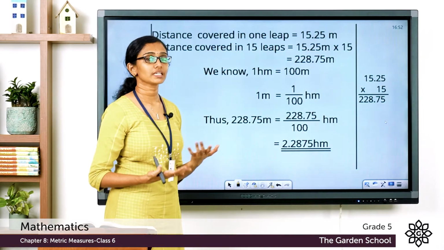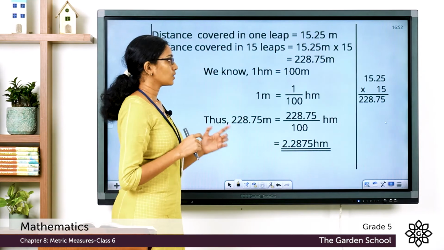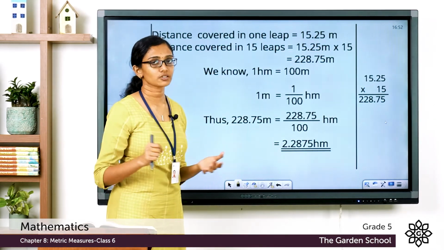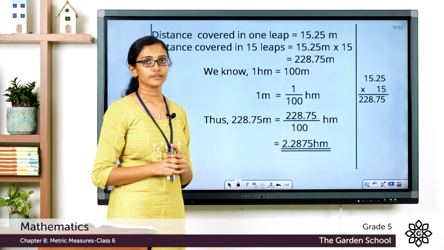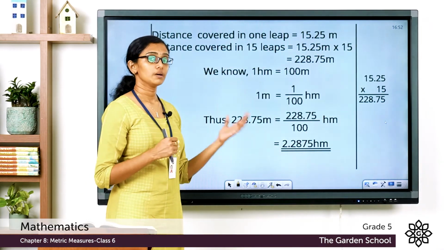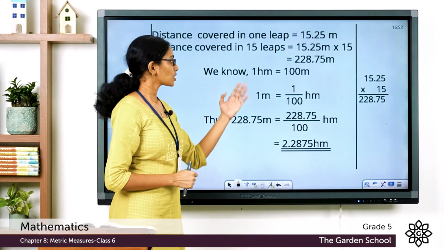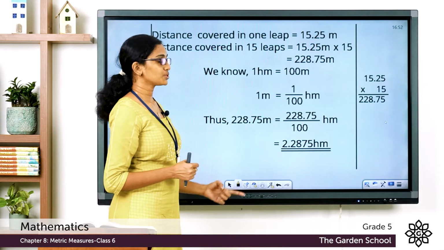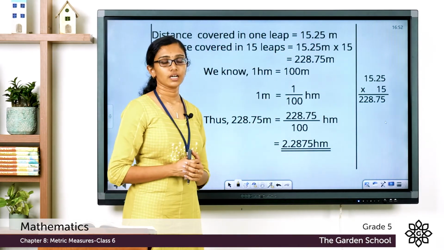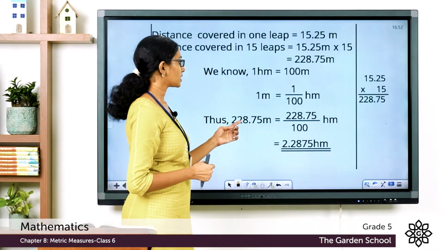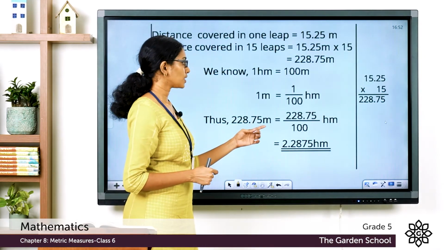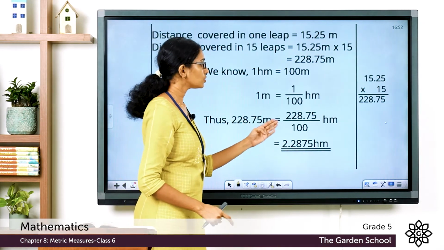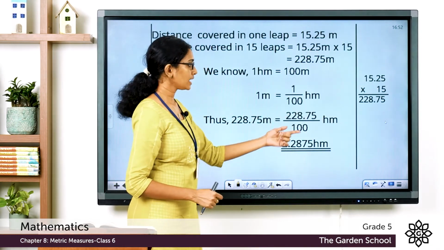The distance the kangaroo covers in 15 leaps, we have to change it in terms of hectometers. And what is a hectometer? A hectometer is equal to 100 meter. Now, how do you change between meters and hectometers? So, if 1 hectometer is equal to 100 meter, we can write 1 meter is equal to 1 by 100 hectometers. So, 228.75 meters would be equal to 1 by 100th of 228.75, which is equal to 228.75 by 100.